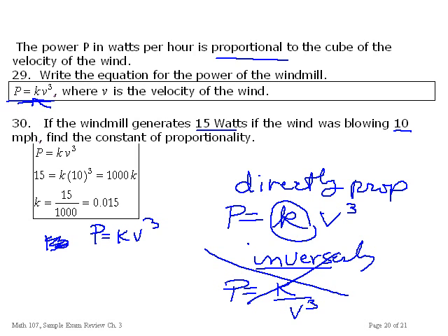Now, substitute the numbers. 15 watts equals whatever k is, and now I've got 10 miles per hour cubed. Okay, so how do I find k? I isolate it. K is equal to 15 in this case divided by 10 cubed, which is 1,000. Right, that's all there is to do there.